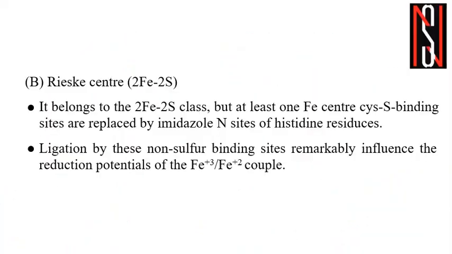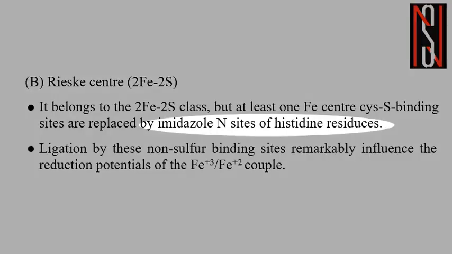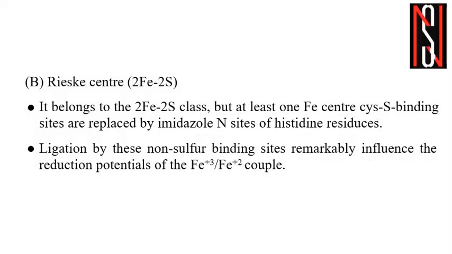It is another type of ferredoxin, and it is named the Rieske center. Now it also belongs to the same class, that is 2Fe2S ferredoxin. But there is one basic difference between these 2Fe ferredoxin and this Rieske center: in the Rieske center at least one cysteinyl binding site is replaced by the imidazole N site of histidine residues. So that is the basic difference between these 2Fe ferredoxin and Rieske center. That is the structural difference.